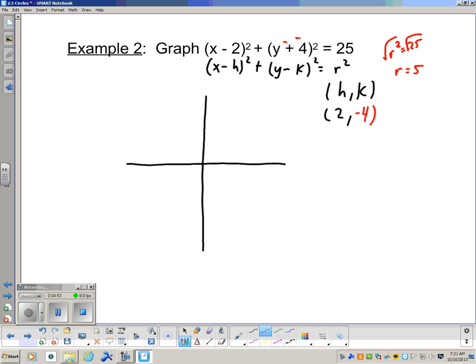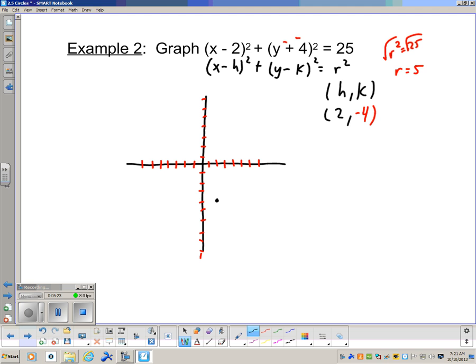So let's go ahead and plot this one. Plotting this out, I've got 2 and then negative 4: 1, 2, 3, 4. From that, I'm supposed to go 5 in all my directions: 1, 2, 3, 4, 5. You need a little bit farther there.